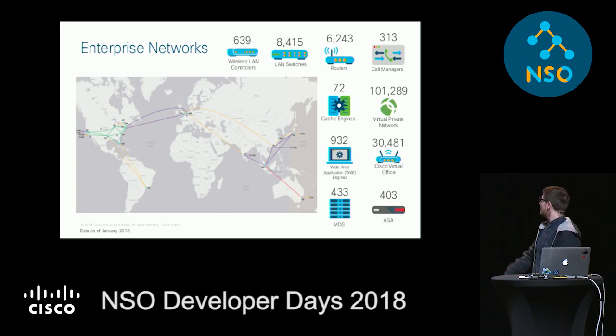So you can see almost 9,000 LAN switches, a lot of all different types of routers, up to 6,500. And also, we have the WAE infrastructure as well, optimizing traffic, say, from Microsoft Update to Cisco TV as well, our internal broadcasting service.